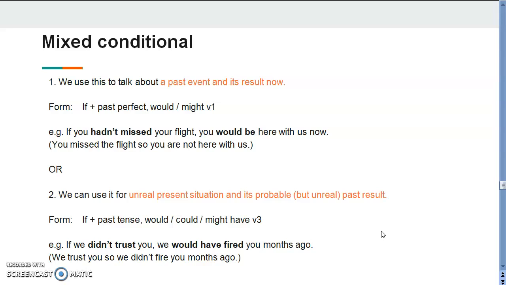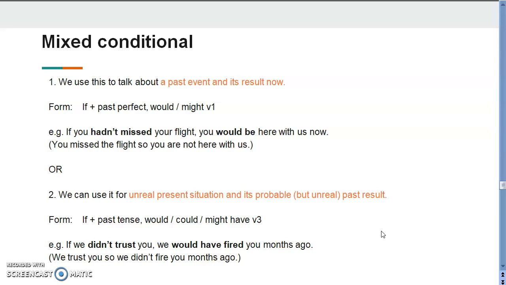For example, if you hadn't missed your flight, you would be here with us now. So the first part is referring a past event. You missed the flight, and then is result at the moment. So you are not here with us.